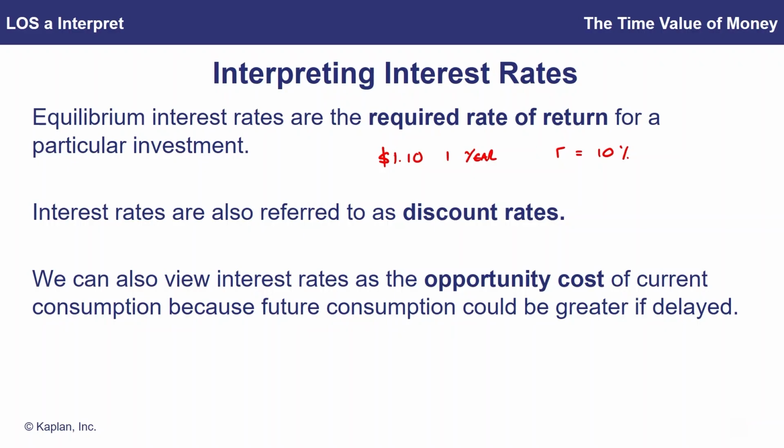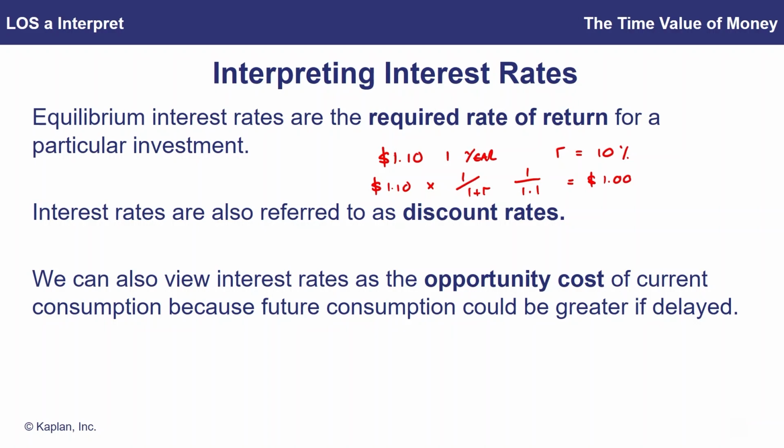So I can take the future cash flow, $1.10, and multiply it by a discount factor, which is computed as 1 over 1 plus R, where we show R as a decimal. In other words, this would be 1 over 1.1. And when I multiply 1.10 by 1 over 1.1, I get the value of $1.